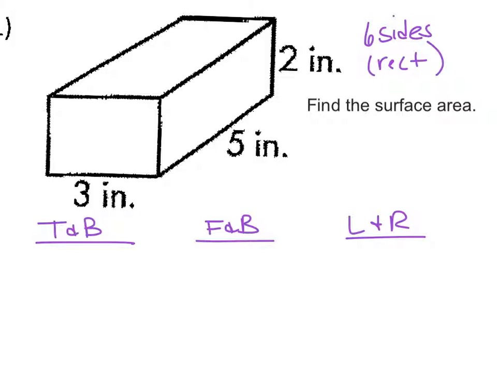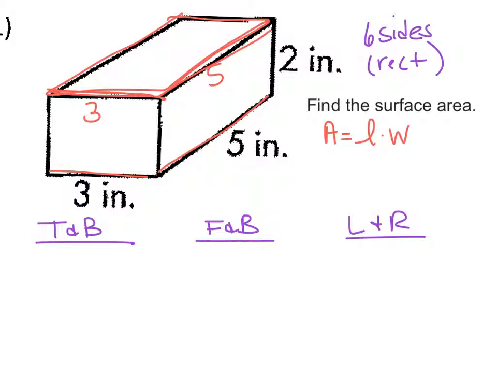So if we start with top and bottom, I'm just going to trace the top for you. And we have to find the area of that rectangle. Well, the formula for area of a rectangle is length times width, or base times height. So here, this dimension would be 3 because it's the same as this dimension down here. And this dimension would be 5 because it's the same as this dimension down here. So to find the area of the top, we're going to do 3 times 5, and that gives us 15. So the top has an area of 15.